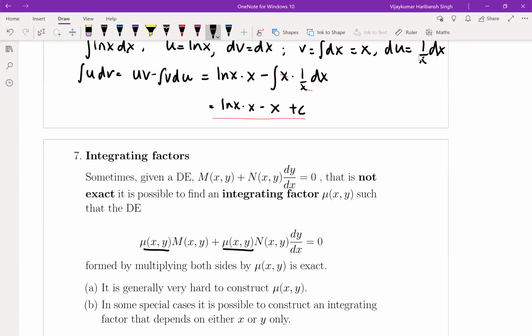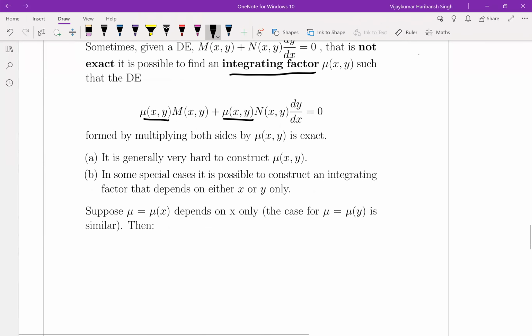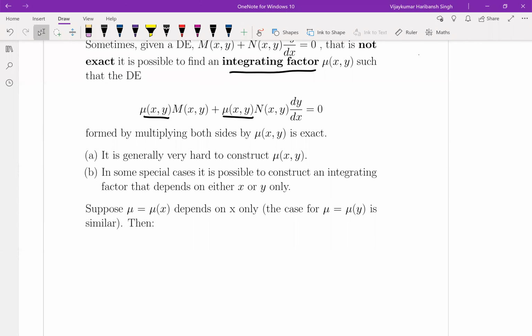So now let's deal with the case when you have M(x,y) plus N(x,y) dy by dx equals 0. Suppose it's not exact and we multiply by mu of x,y throughout. Well, if you multiply 0 with mu, you'll get 0 and it becomes exact. Such a mu of x,y is called an integrating factor. You should make the connection with the first order linear differential equation to see why it is called integrating factor. Now in general, if your mu is a function of x only or y only, it is easy to set up this whole thing.